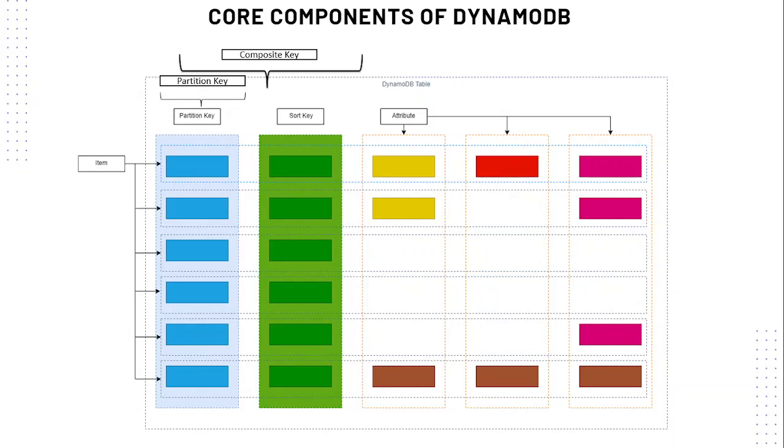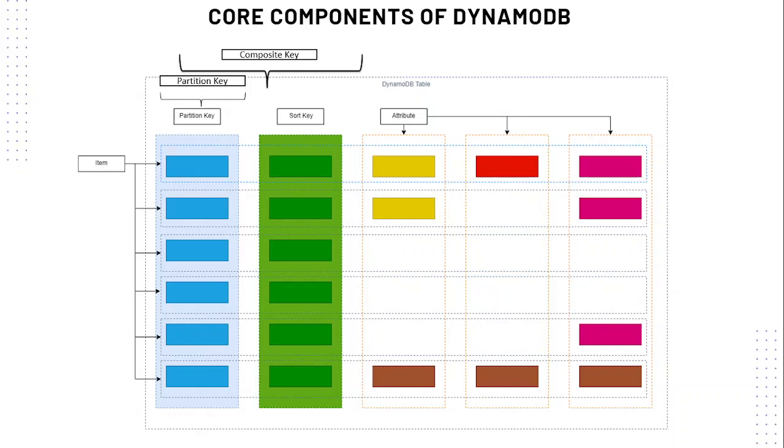So that's something that happens internally. We are not aware of it, but that's something to keep in mind, because we want our data to be distributed equally, or uniformly, in DynamoDB. We don't want to create a hot partition kind of issue.